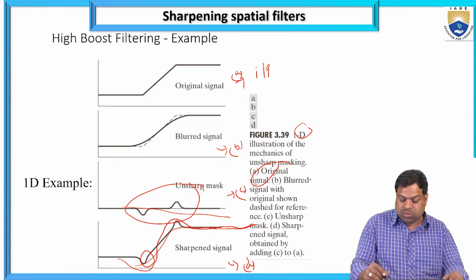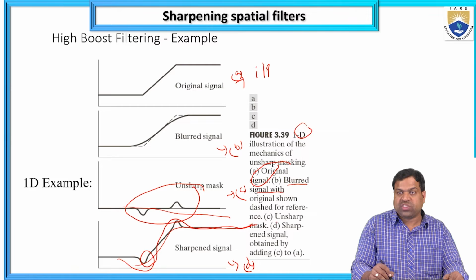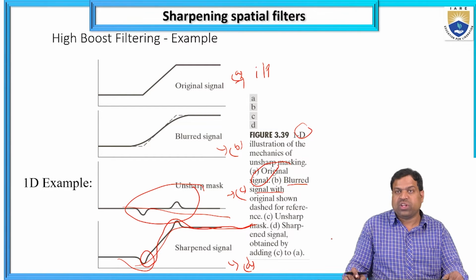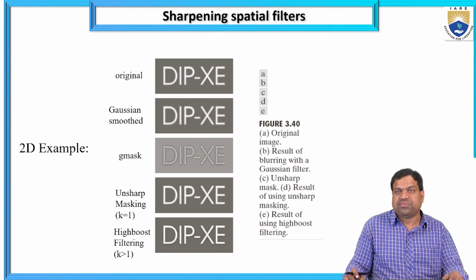Here is an illustration of the mechanics of unsharp masking. A is the original signal. B is the blurred signal, with the original shown dashed for reference. C is the unsharp mask. D is the sharpened signal obtained by adding C to A. This is one example of a sharpening spatial filter with high boost filtering.